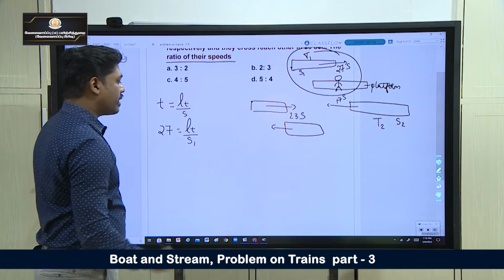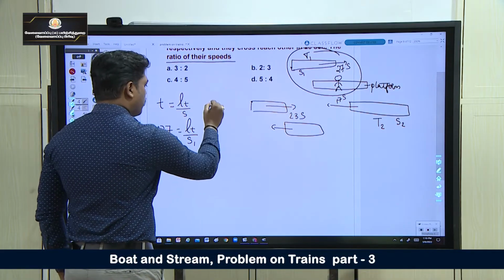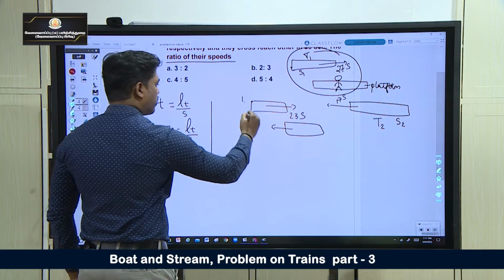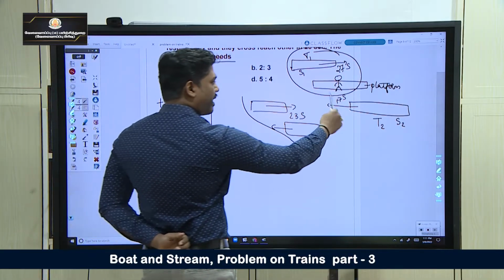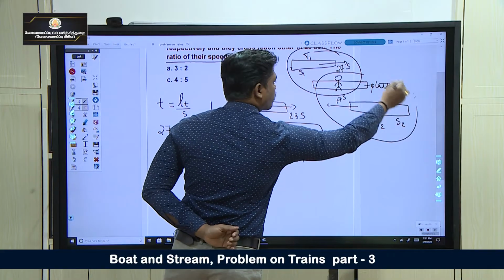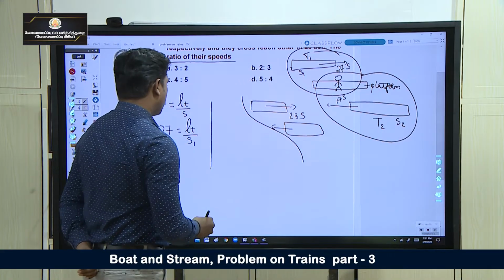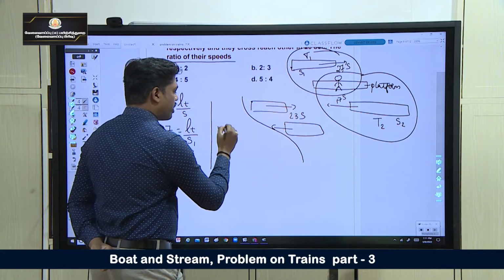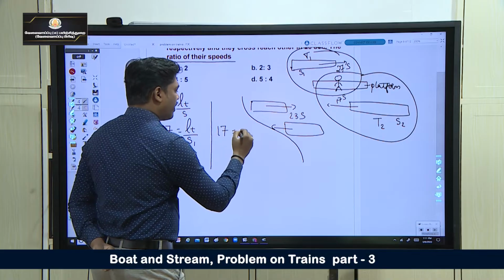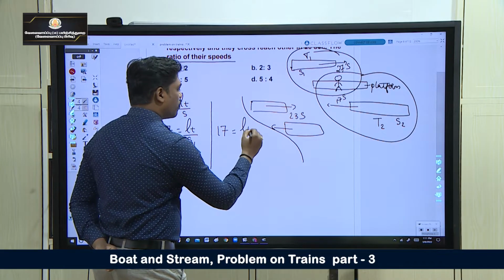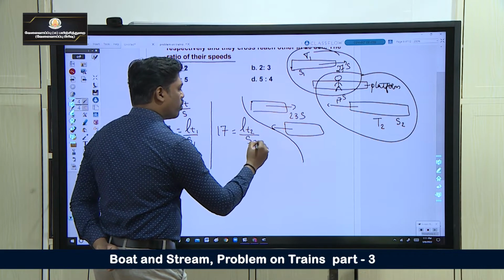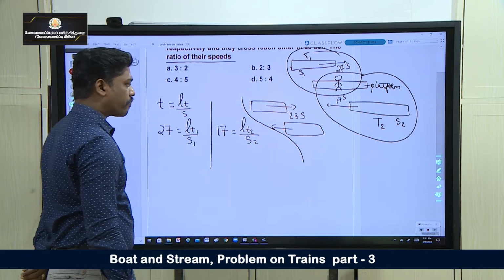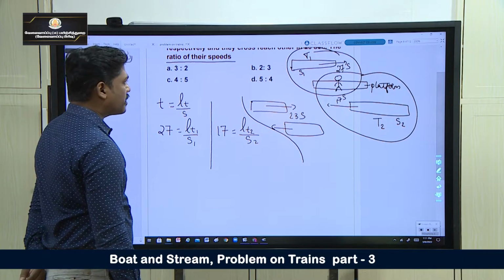Now, second train. This is first train. Now, second train crosses the man in 17 seconds. So, 17 is equal to length of train 2 divided by speed of train 2. Both are unknown here.